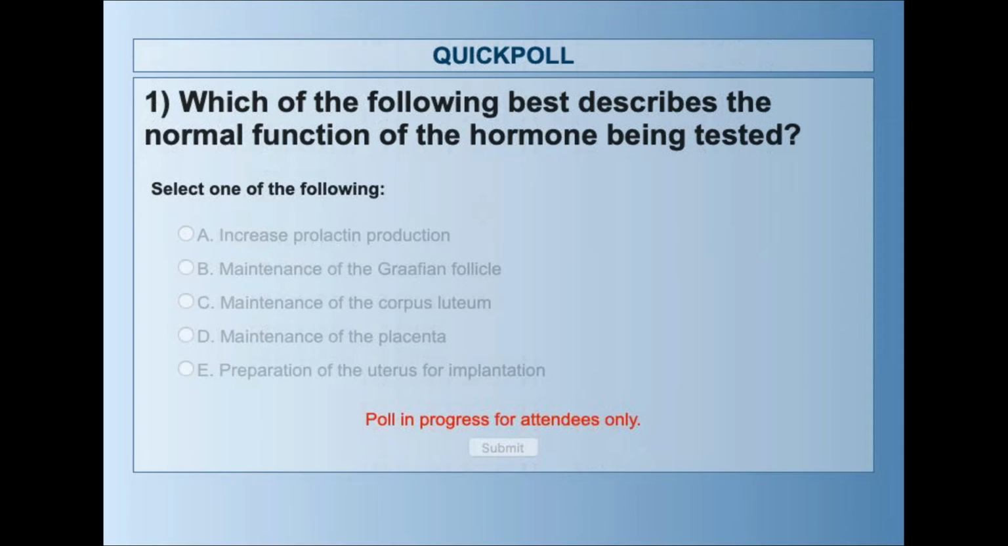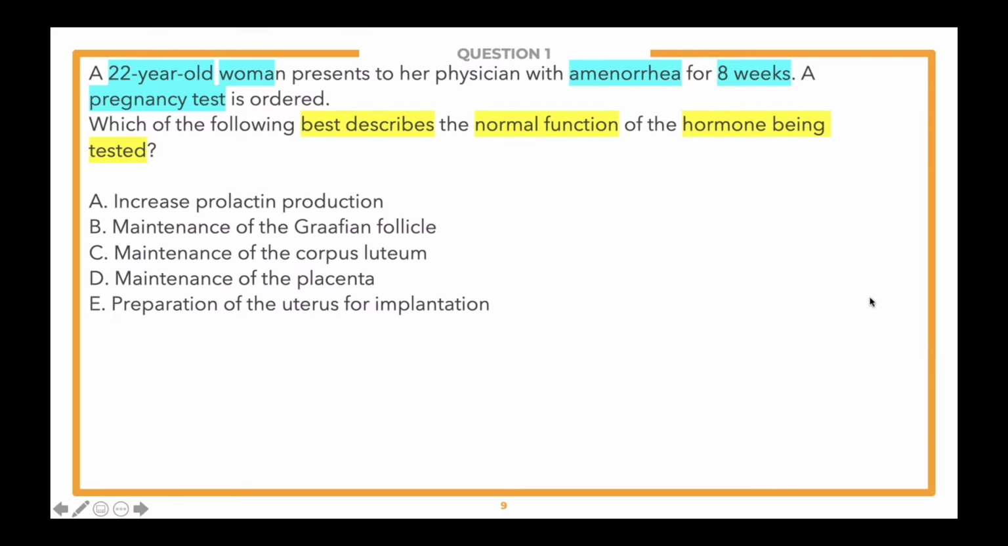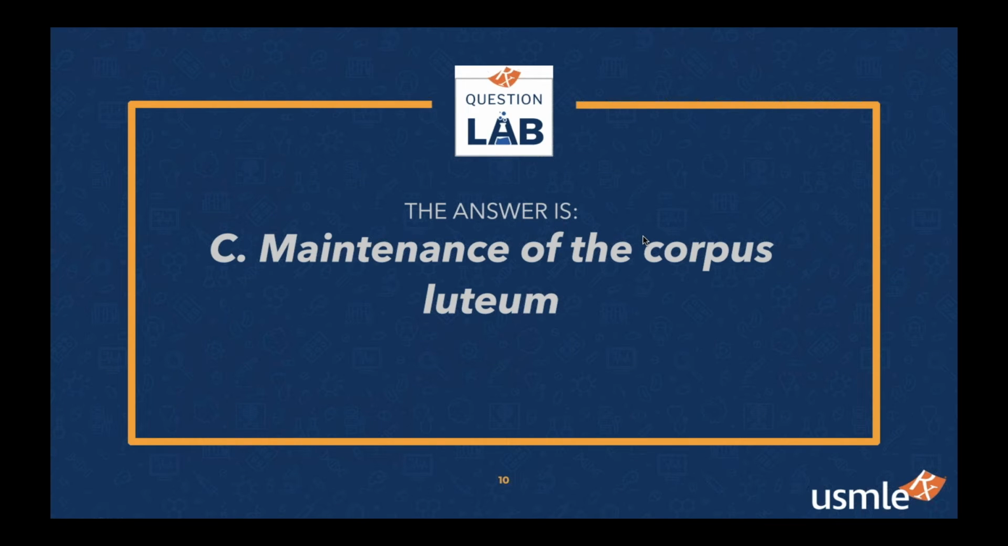Looks like there's a clear favorite, and we're off to a good start here. Let's take a look and see what all of you selected. Looks like 58% of you selected maintenance of the corpus luteum, and in distant second place was maintenance of the placenta. So let's take a look and see what the correct answer is. And the correct answer is indeed C, and 58% of you got it right. So a strong showing for the first question. Let me hand it off to Paris.